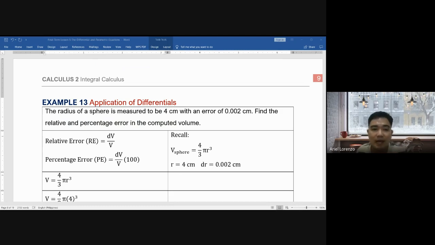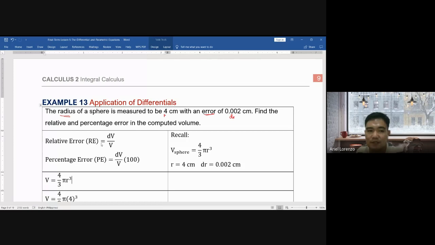Okay? The next example tayo. The radius of a sphere is measured to be 4 centimeters with an error of 0.002 centimeters. So, ibig sabihin class, ano tong 4? This is your R. Okay? 0.002, pag error class or increase wherein that is very minimal, okay, wherein we are referring to radius, ang error niya is 0.002, that is your differential of R. Find the relative and percentage error in the computed volume.